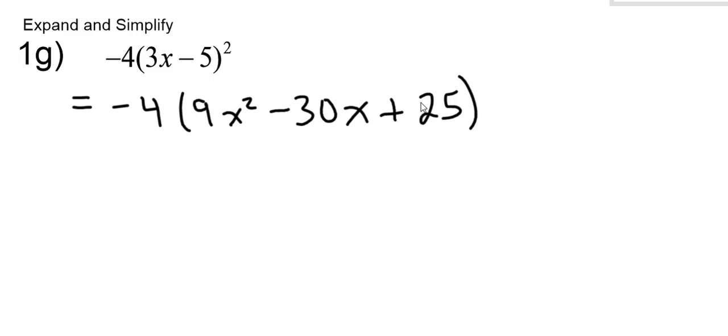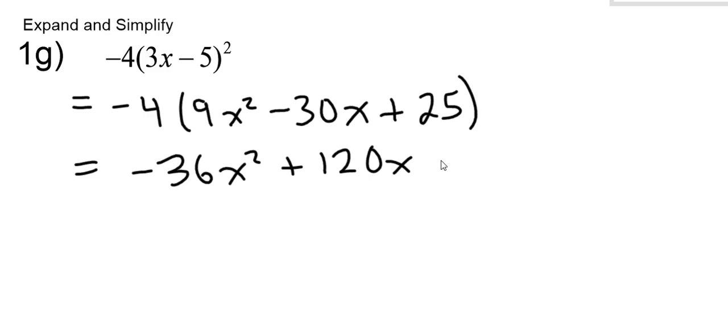The reason why I'd like you to do that is because later on, if I ask you to factor this, the factoring of a perfect square trinomial makes more sense if you create a perfect square trinomial in that special way. So now that I've done squaring the binomial, no like terms can be collected. So I'm just going to multiply by -4. So 9 times -4, -30 times -4, and 25 times -4. And so there's my expanded and simplified expression.